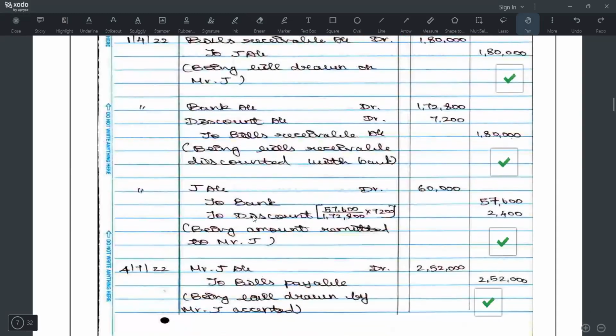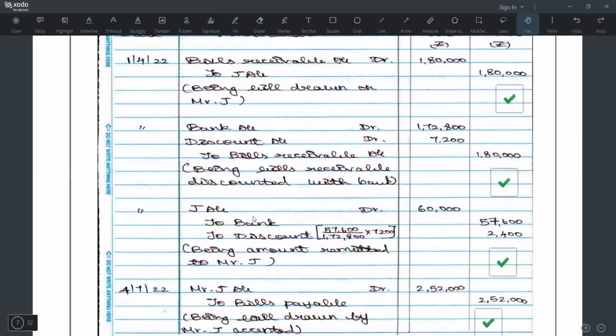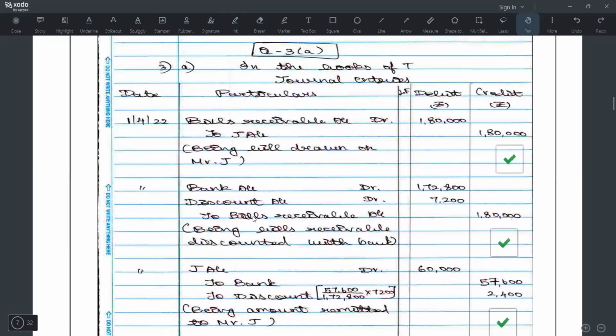Again, it is based on bills of exchange. In that attempt, they have tested for 15 marks by preparing those two books, both drawer as well as drawee. Same as written, in the books of whom, journal entries have been written, date has been written properly, particulars, LF, debit, credit, rupee symbol is properly written. The basics, the format, everything is perfect.